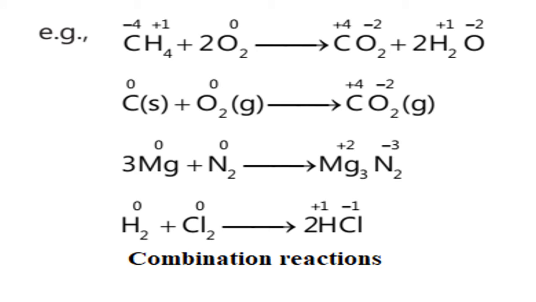These are combination reactions. Methane combining with oxygen giving carbon dioxide and water. So I have assigned the ON, oxidation number: -4, +1, 0. To assign ON, you have to refer to the rules I gave for assigning oxidation numbers. Okay, right. After assigning, please see whether they have undergone change or not. Earlier, carbon was at -4. Now after the reaction, carbon is at +4. Change in the ON, right?